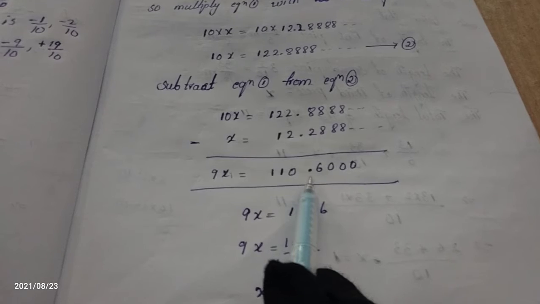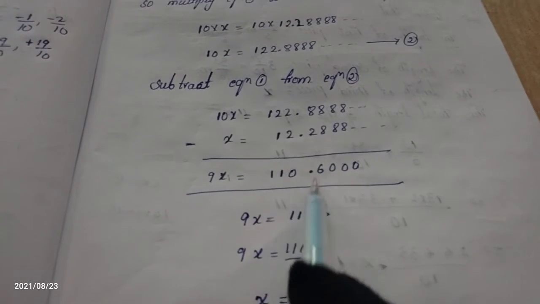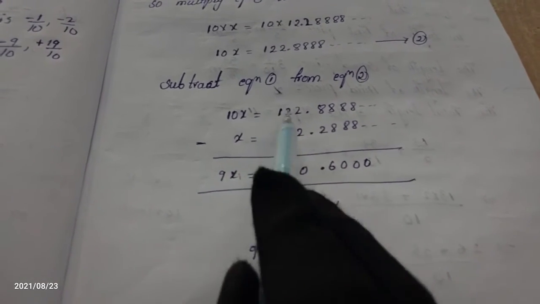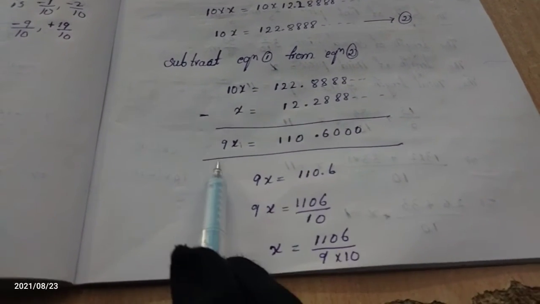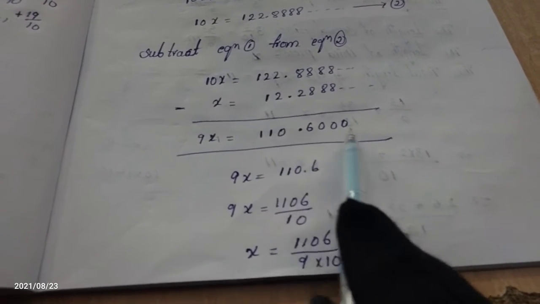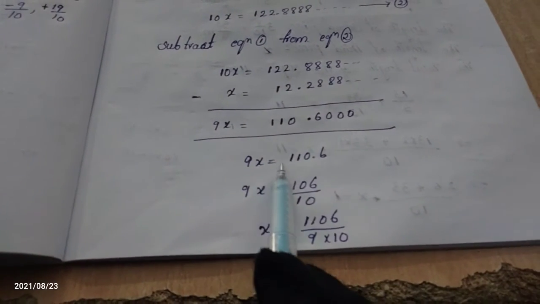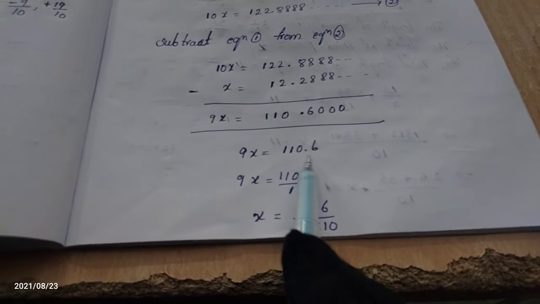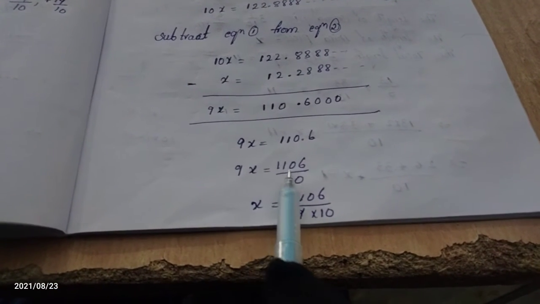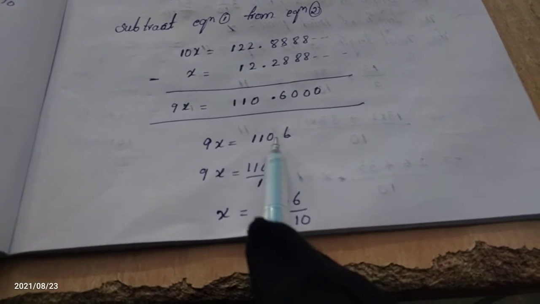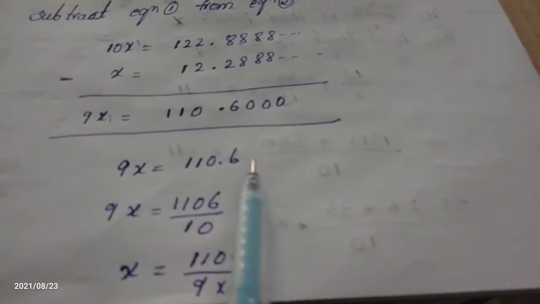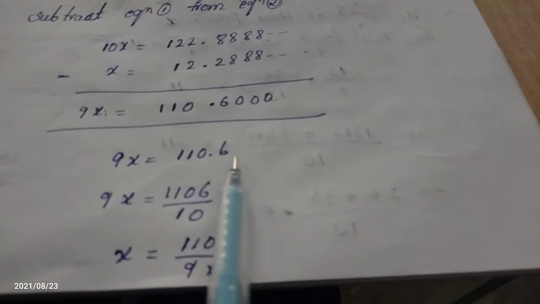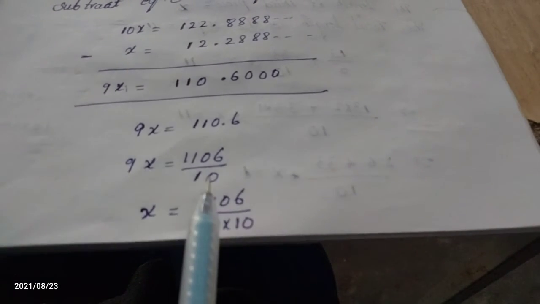The decimal should be written as it is. Don't forget to write the decimal. 2 minus 2 is 0, 2 minus 1 is 1, and 1 minus 1 is 1. A 0 after the decimal you cannot consider. So 9x is equal to 110.6. When we remove the point, what will happen? We divide by 10. How many numbers are after the decimal? Only one number, so we divide with 10.